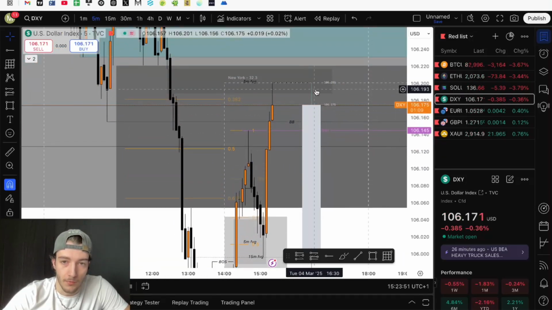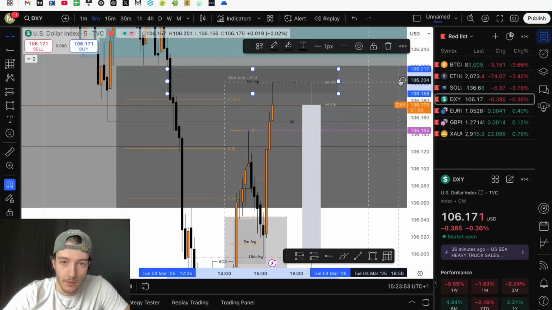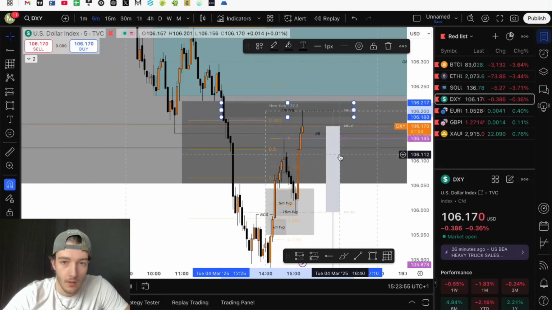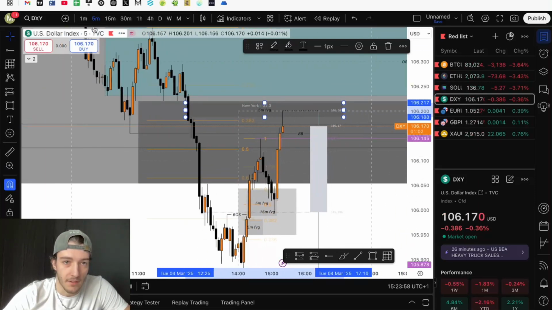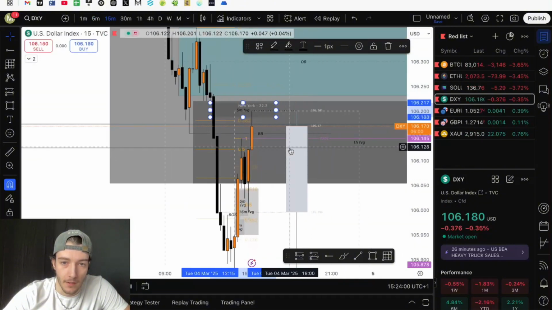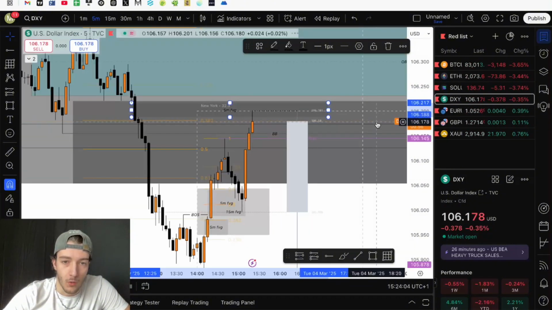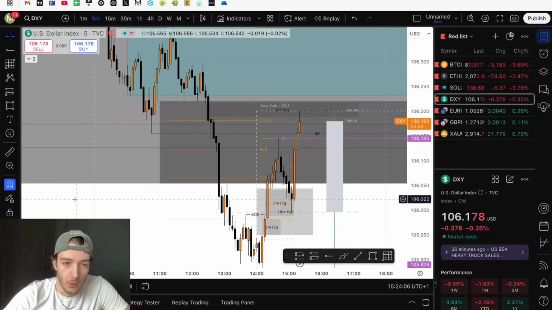Nice, we are getting further away from this 5-minute bearish fair value gap. Looks like we respect it, and hopefully this 15-minute candle is also gonna close below this previous hour high. Otherwise I can't do anything else but wait.